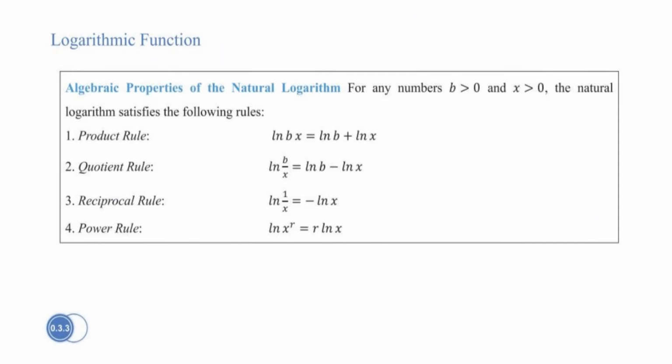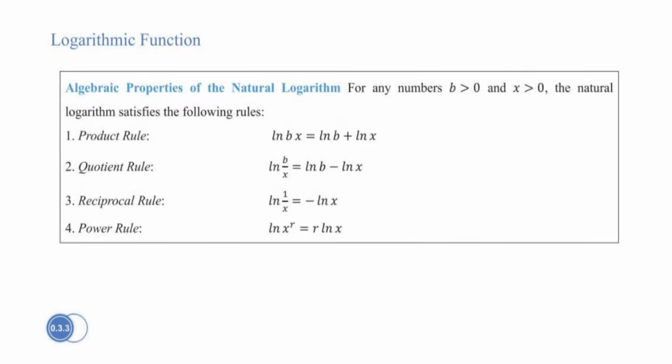Now we have the main rules for natural logarithm. The first rule is the product rule. ln(bx) equal to ln b plus ln x. This means multiplication inside the log becomes addition outside the log. The second rule is the quotient rule.